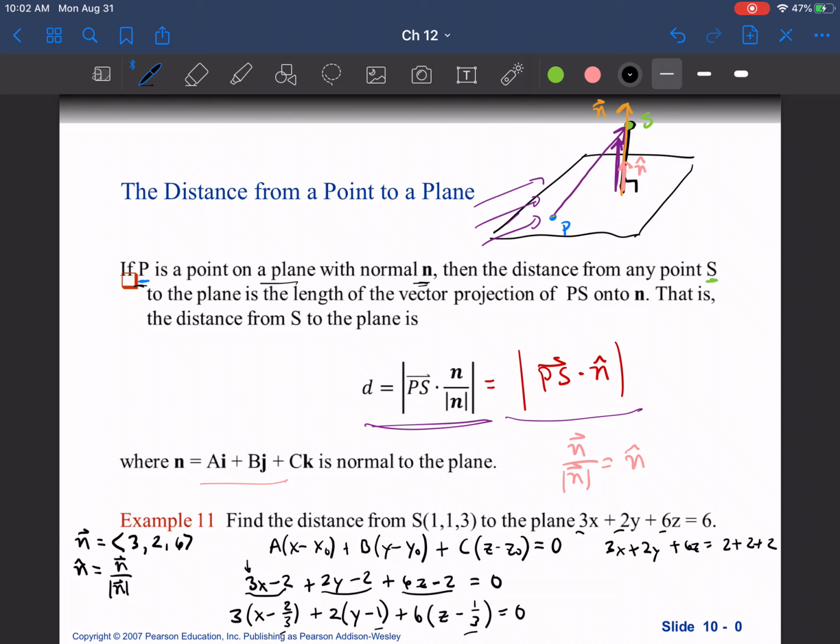All right, I want you to go ahead and finish this off. You have a point on the plane, so use it to make the vector PS, then take its dot product with the unit normal, or whichever way you want to do it. Take the dot product and find the actual distance. Okay?